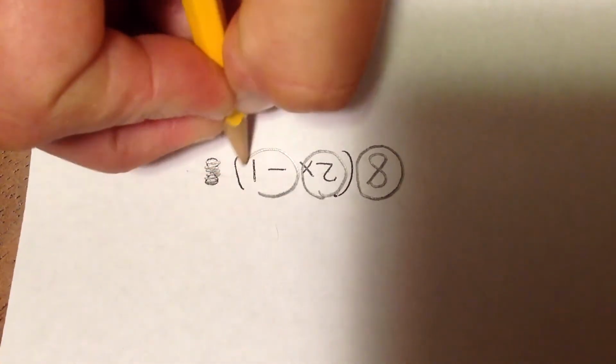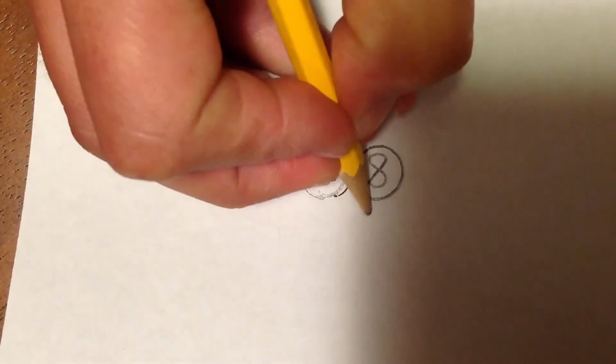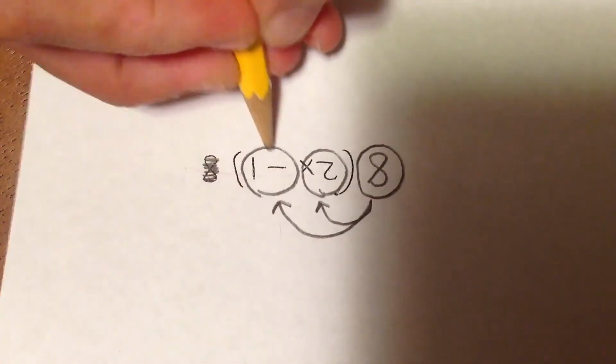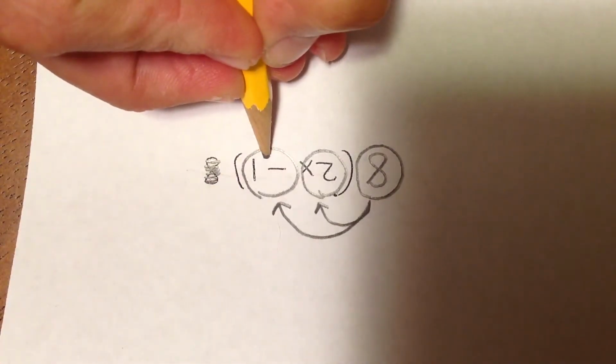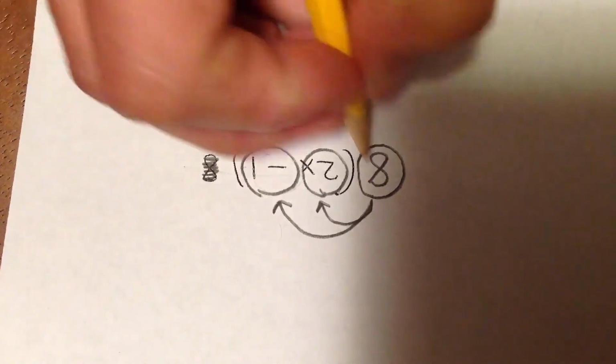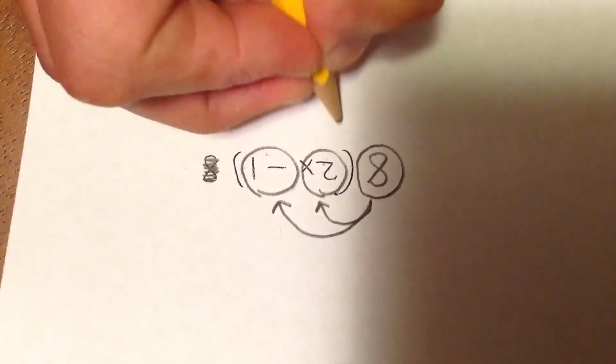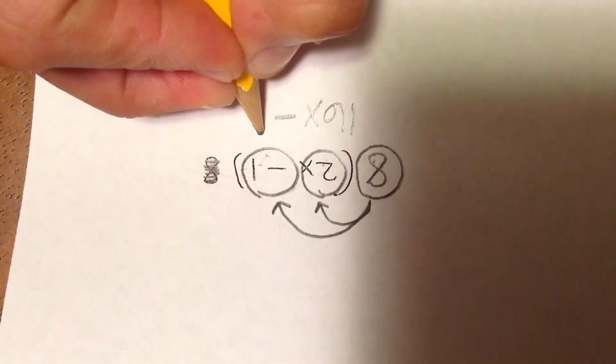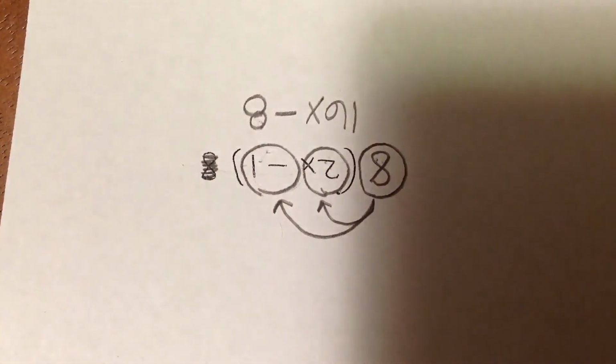I still have to remember I have to multiply 8 by both of my terms inside. I have to multiply 8 times 2x and 8 times negative 1. Keep in mind that minus goes with the 1, so it's a negative 1. 8 times 2x, 8 times 2 is 16x. 8 times negative 1 is negative 8. You can write it 16x minus 8 or 16x plus negative 8.